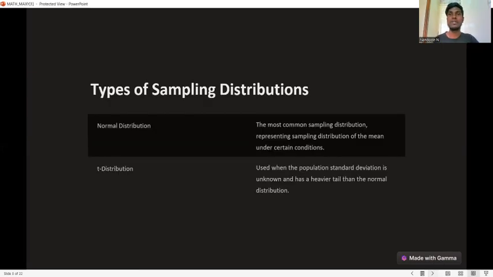Types of sampling distribution: normal distribution and t-distribution. The normal distribution is the most common sampling distribution and represents the sampling distribution of means under certain conditions. The t-distribution is used when the population standard deviation is unknown and has heavier tails than the normal distribution.